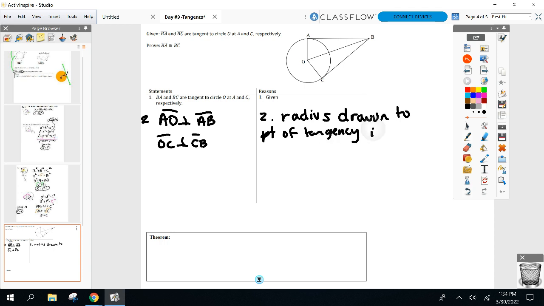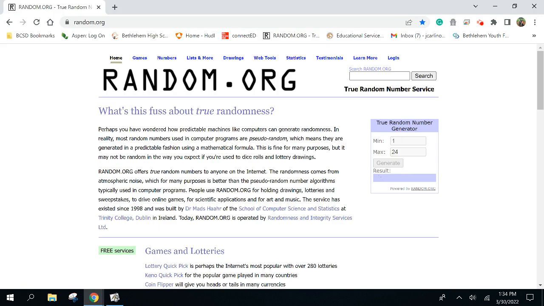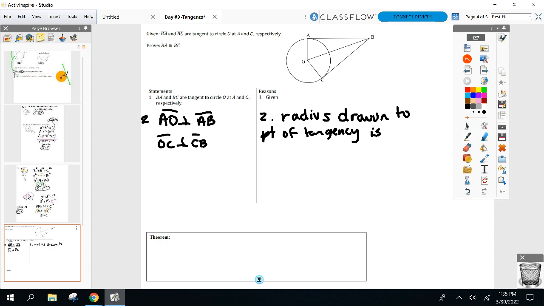Finish it. I draw a radius to the point of tangency. It is what? It's got to be perpendicular to something. The tangent is perpendicular. So it's perpendicular to the tangent.